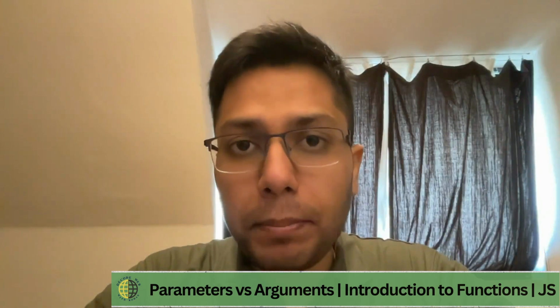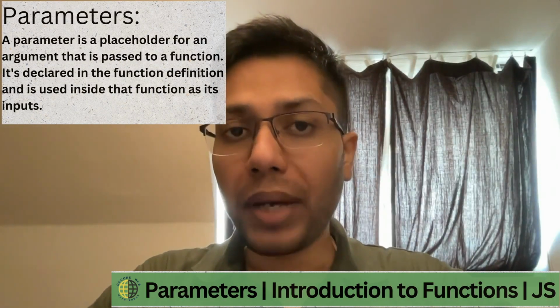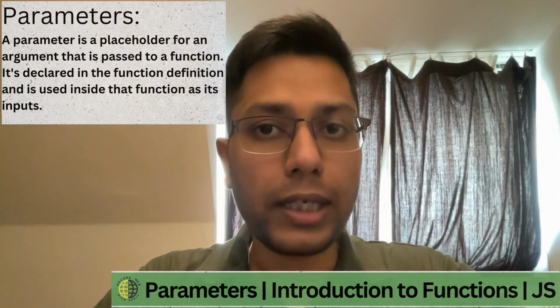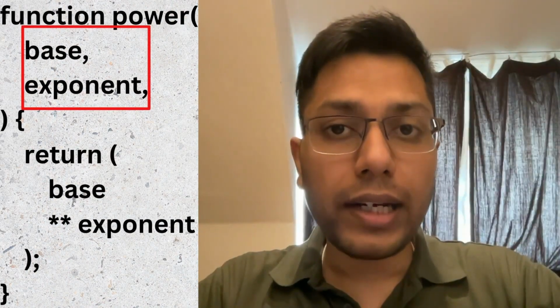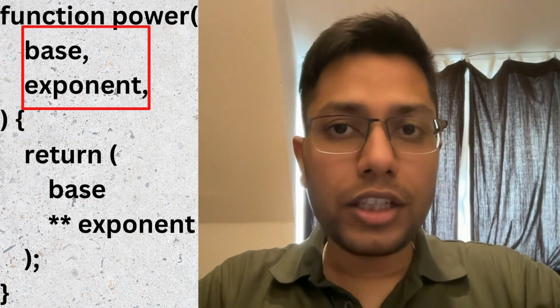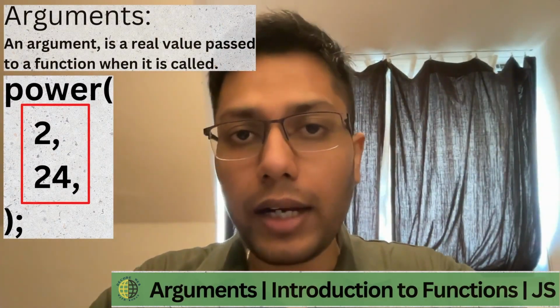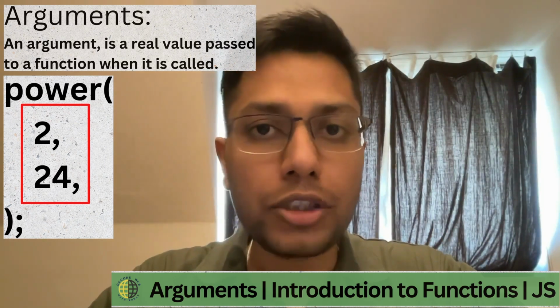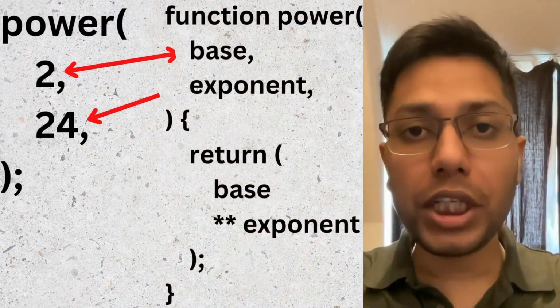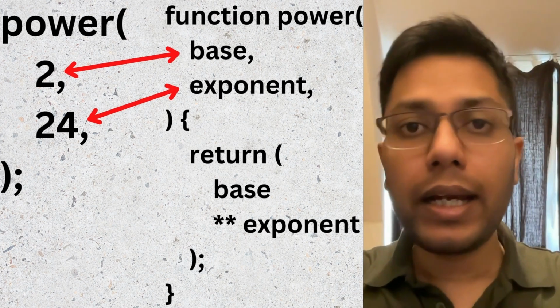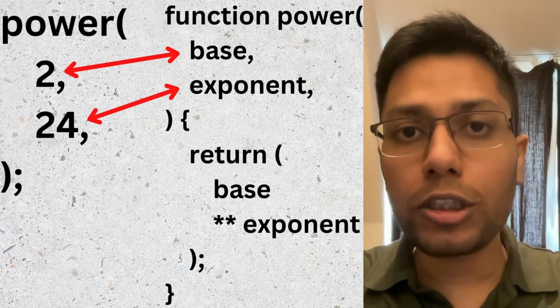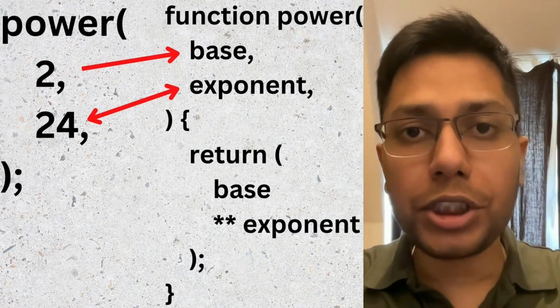The difference between parameters and arguments in functions. Let's start with parameters. A parameter is a placeholder for an argument that is passed to a function. It's declared in the function definition and is used as input inside that function. An argument, on the other hand, is a real value that is passed to a function when it is called. A function can have multiple parameters, and each parameter must have a corresponding argument when that function is called.